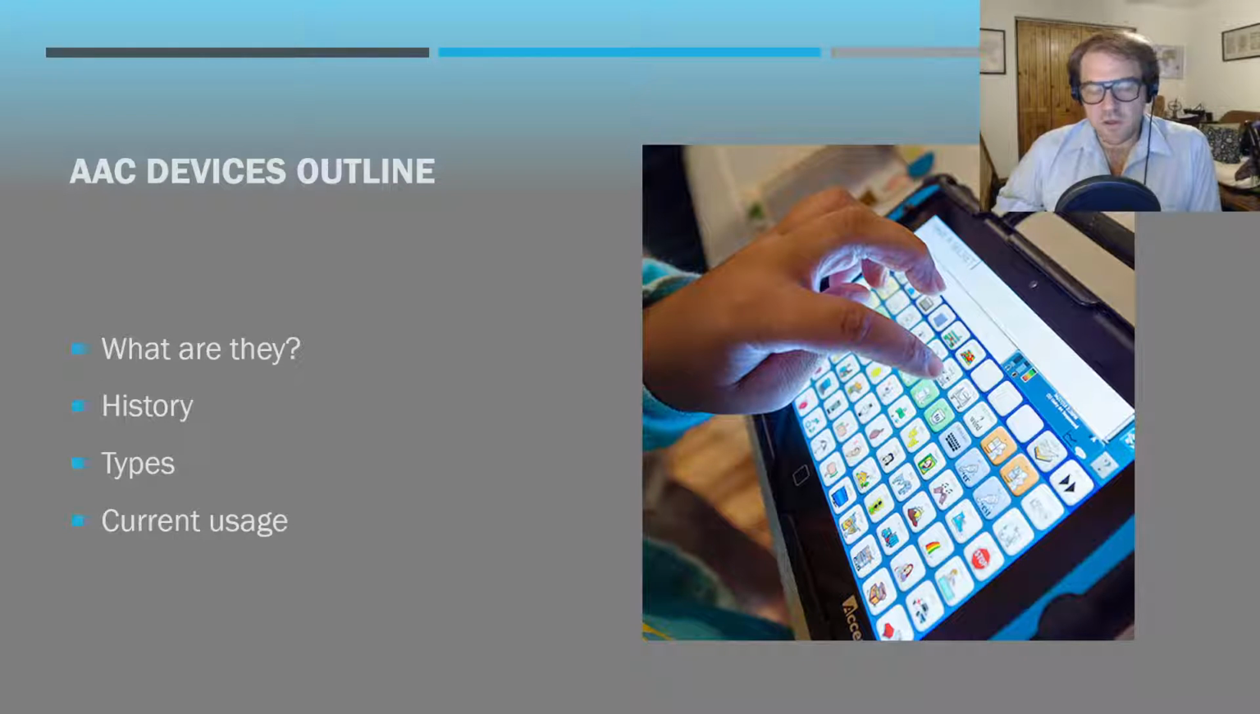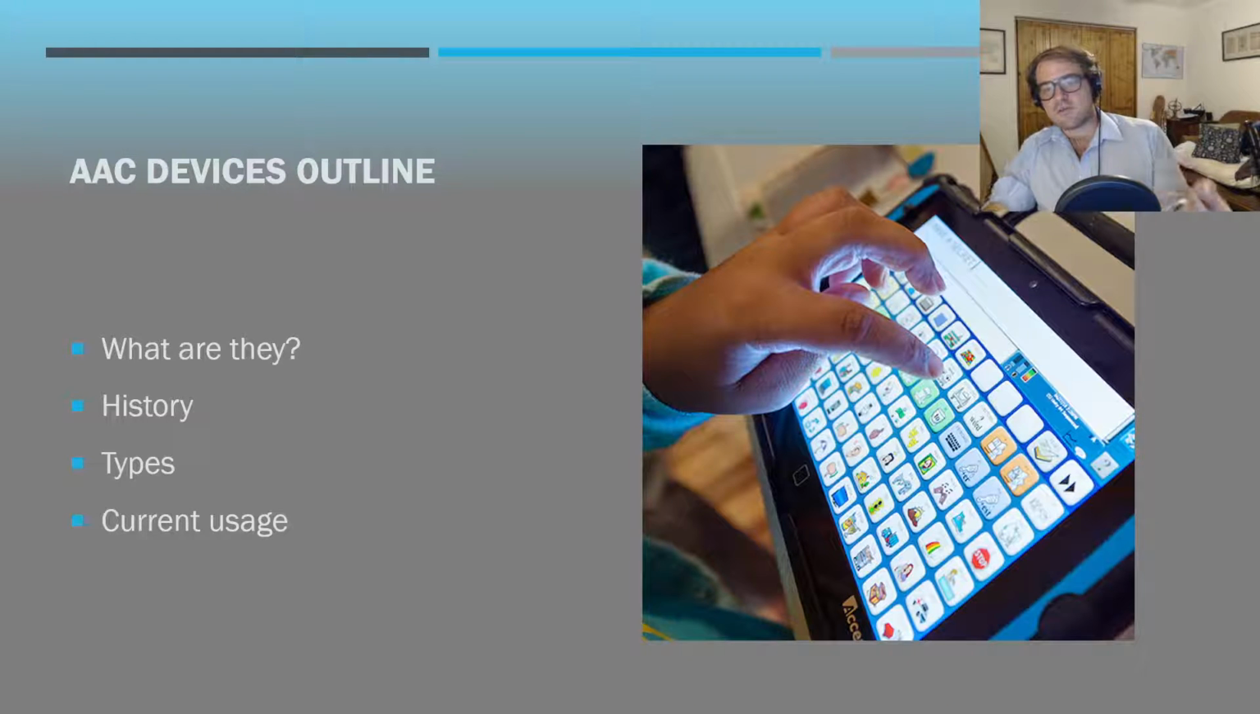So this is what we're going to go through for this lecture. We're going to talk about what AAC devices are first. I think probably a lot of you have at least somewhat of an idea of what AAC devices are, and even if you think you don't, I bet you actually do have some knowledge of some AAC devices. You might just not think of them as AAC devices. We'll also talk about a little bit of the history of AAC devices, different types of AAC devices, and current usage, also best practices.